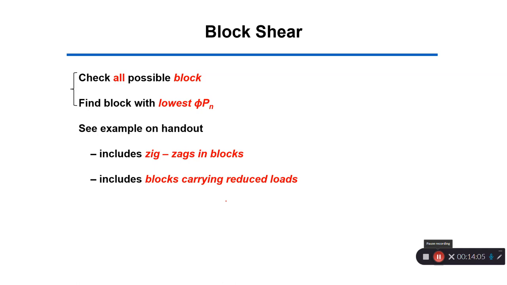Okay, some tips for finding block shear strengths. So first of all, we have to check all possible blocks and find the block with the lowest phi Rn. And we have some examples after, okay? And in some blocks, there is a zigzag path, so we have to account for that.